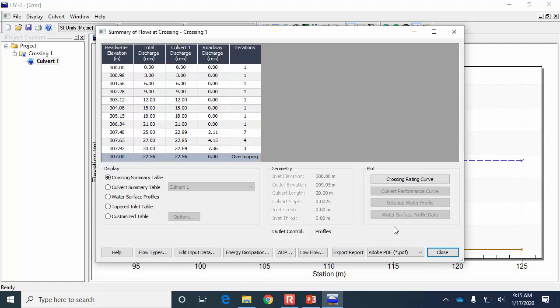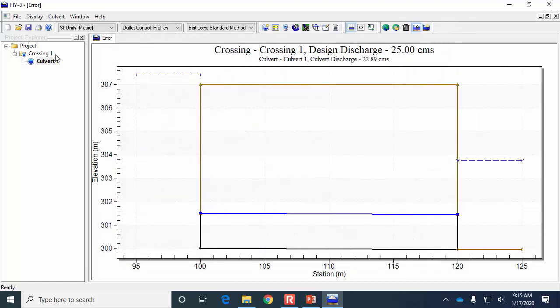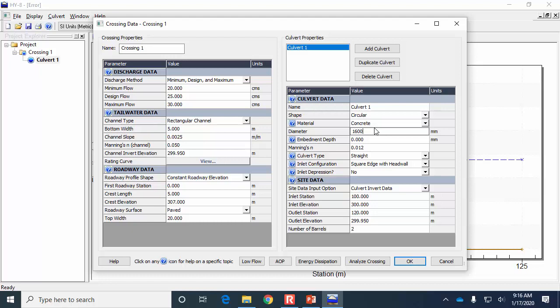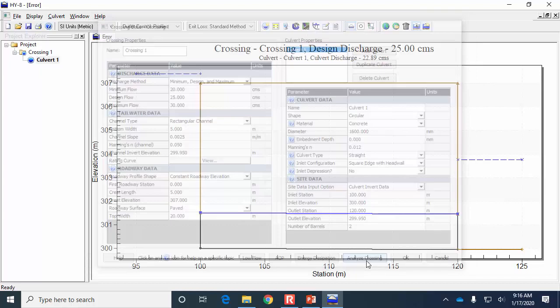Let's zoom in and look. Instead of starting at 0, let's see if we go from 20 as our starting point, and now maybe 1600 millimeter. Now I don't know if we could find a 1600 millimeter commercially available pipe, but we're just optimizing here to see what the situation is. So we've got 2 1600 millimeter circular concrete pipes and analyze crossing.